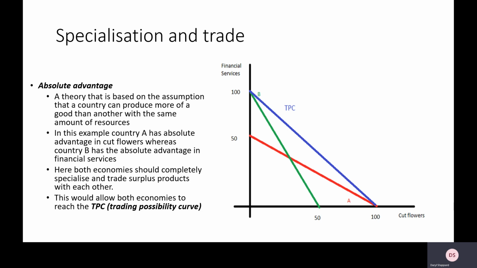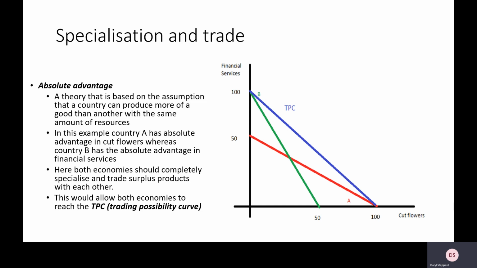Now you've got here some different production possibility frontiers. So we've got country A, which is the red line, and what we're assuming here, by the way, is that both countries have got equal access to factors of production. But in country A, with their resources, if they were to use all their resources to produce flowers, they could produce 100. If all resources went towards finance, they could make 50. Country B can make 100 financial services or 50 cut flowers. Now, the idea would be then that if country A was to produce financial services, they could only access 50. And if country B was to make flowers, they could only access 50 flowers.